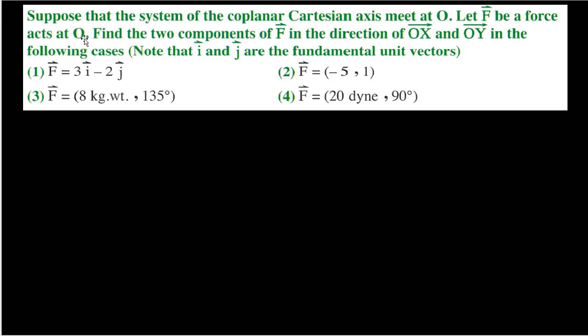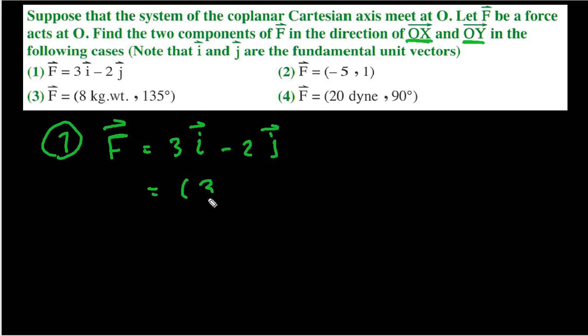Question number two says, suppose that the system of the coplanar Cartesian axes meet at O. Let F be a force acting at O. Find the two components of F in the direction of OX and OY. Then what is the first force here? Note I and J are fundamental unit vectors. Then in number one, force F is equal to 3I, okay, minus 2J. Then it will be 3 and negative 2.